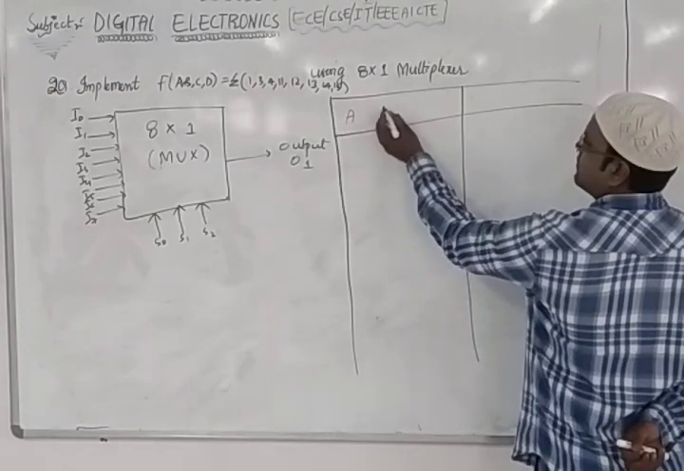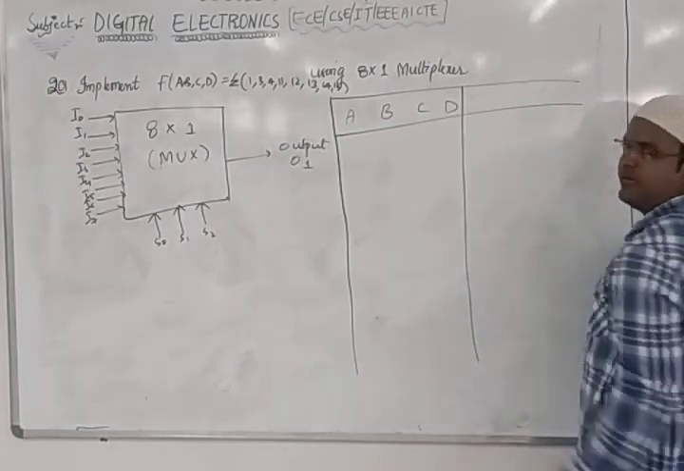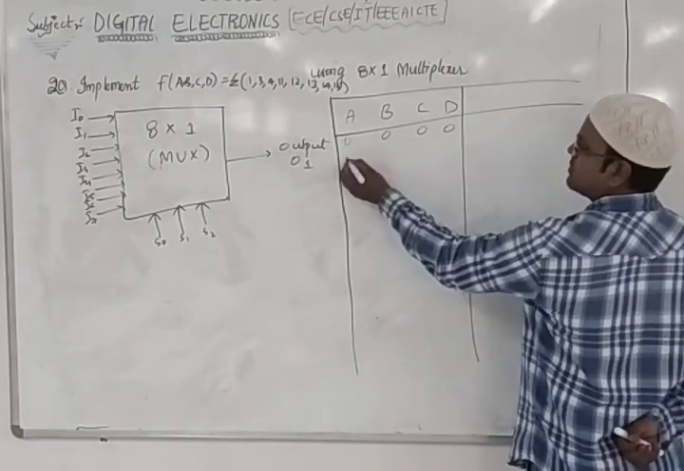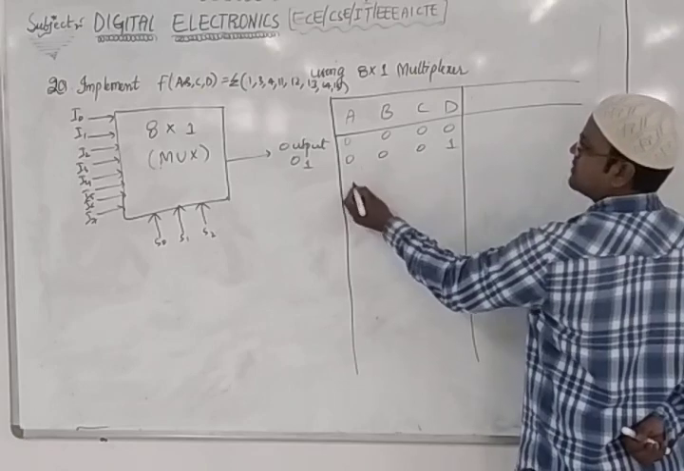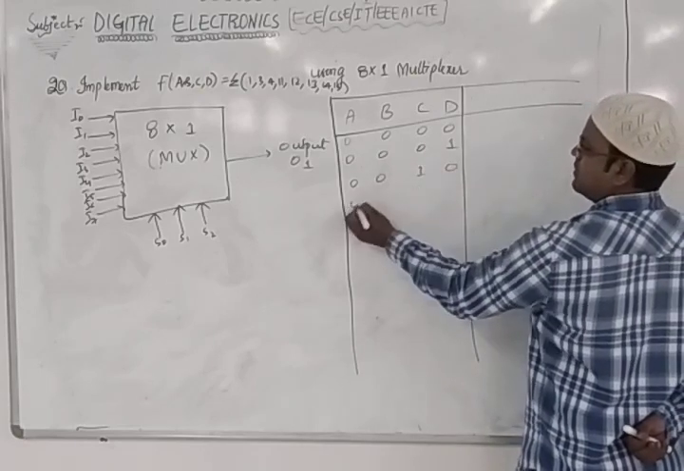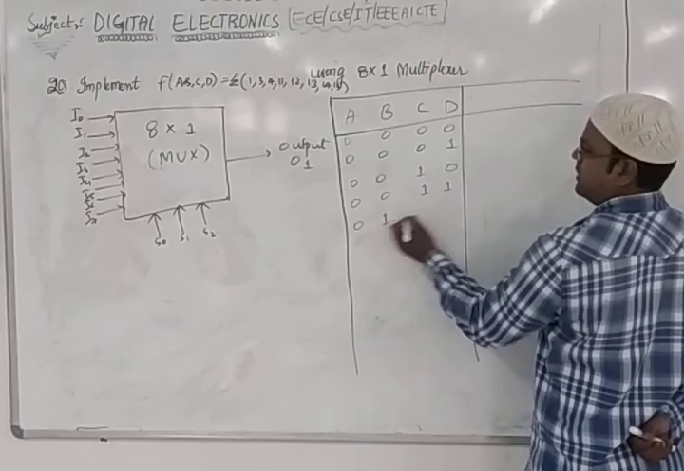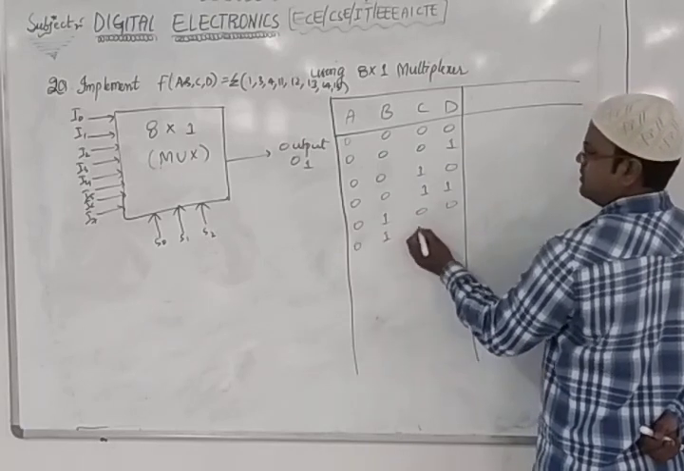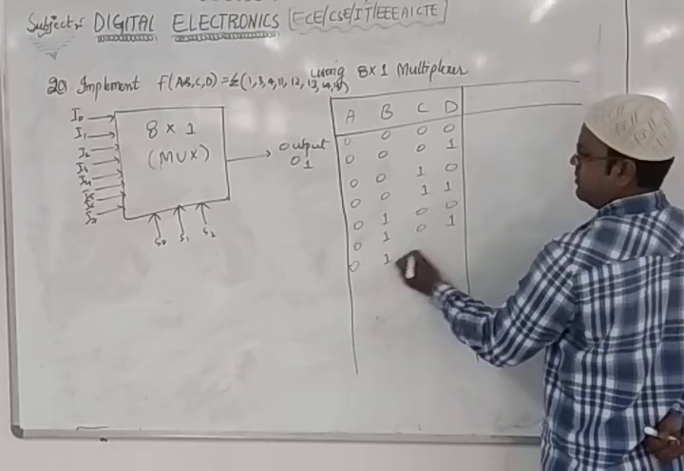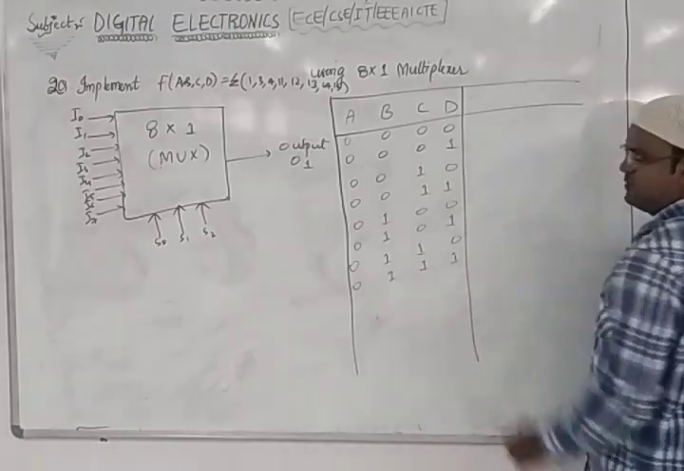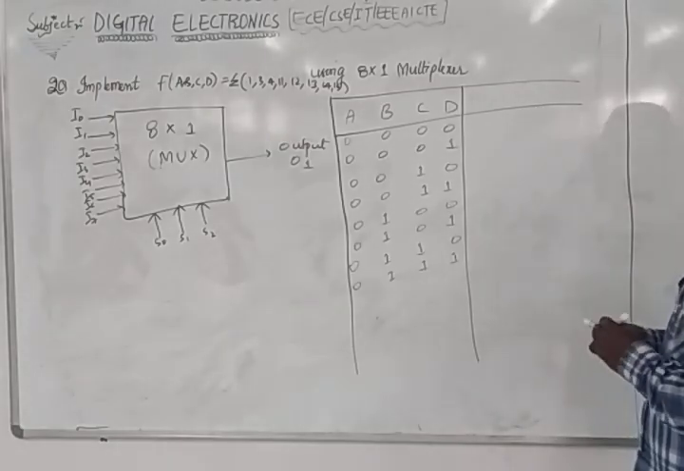I do have A, B, C and D, right? What are the combinations? I do have 0, 0, 0, 0, all zeros, 0, 0, 0, 1. Next 0, 0, 1, 0, 0, 0, 1, 1. Likewise I do have 0, 1, 0, 0, 0, 1, 0, 1. Next 0, 1, 1, 0 and 0, 1, 1, 1, right? We did half. The next remaining half we will do it.